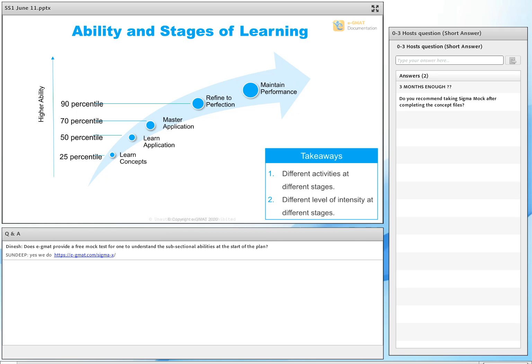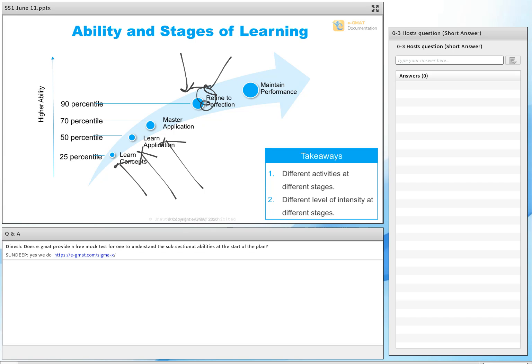Okay. Do you recommend taking a SigmaX mock after completing the concept files? No, I don't. This is when you can take a SigmaX mock, guys. Concept files are here. We have so many quizzes to track your performance. Don't take a SigmaX mock here. Don't take a SigmaX mock here. Take a SigmaX mock here.